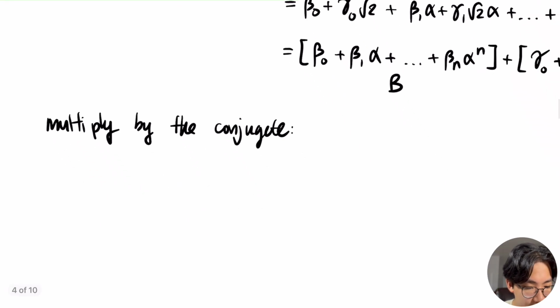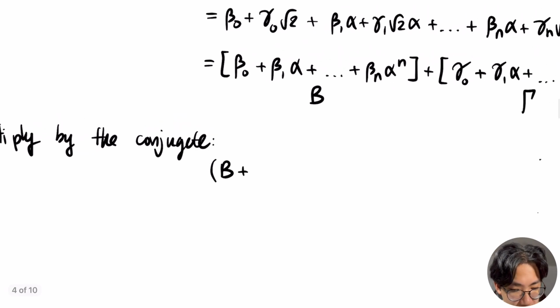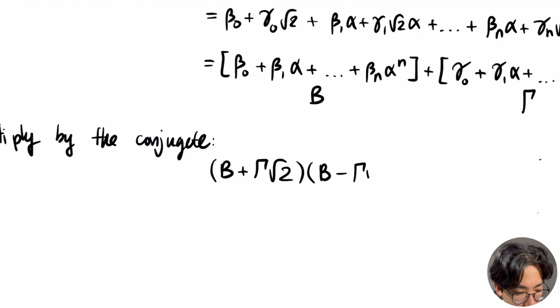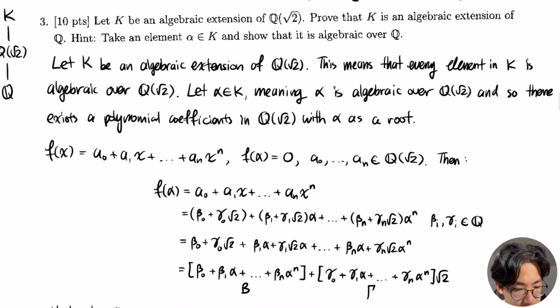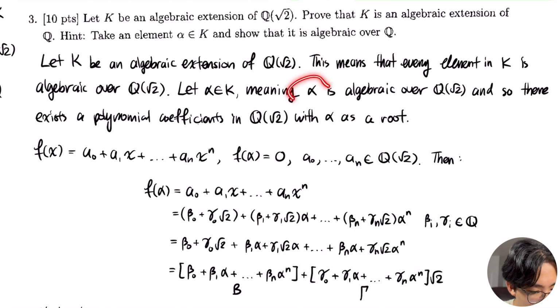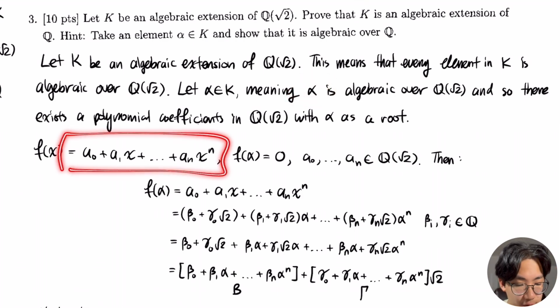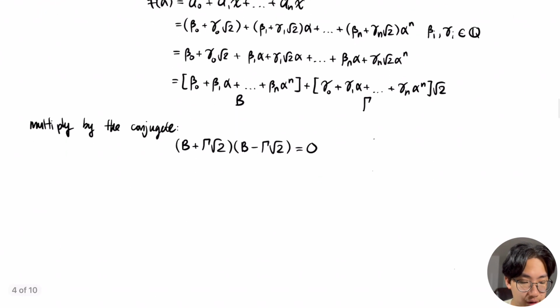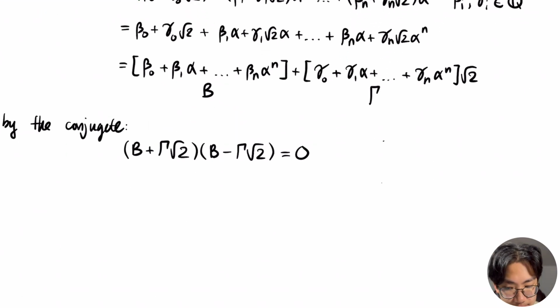And now we can continue. So again, effectively we have (β + γ√2) times (β − γ√2). And again, this is all equal to 0, right? Because we have that alpha is algebraic. It's the root of some polynomial. This is just some generic polynomial, and we just have that f of alpha is equal to 0. So we know that this is equal to 0.